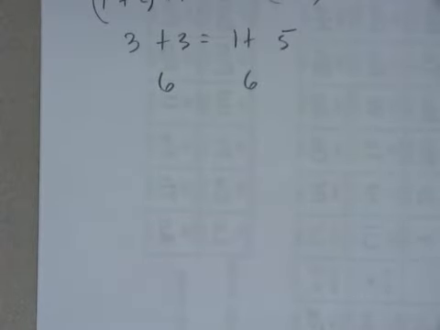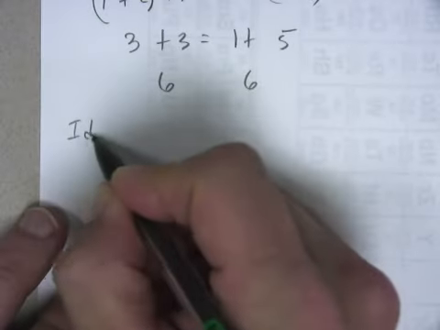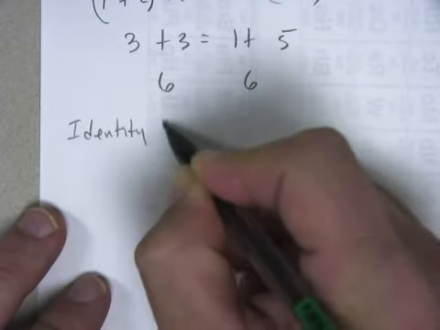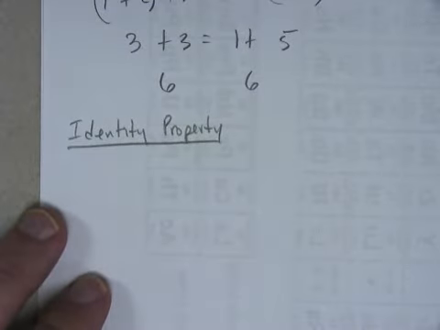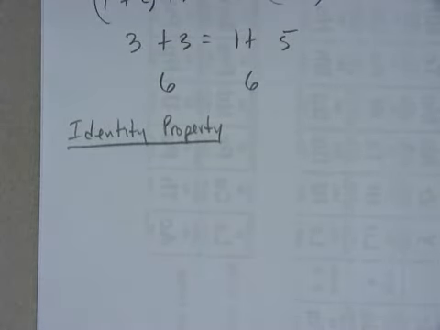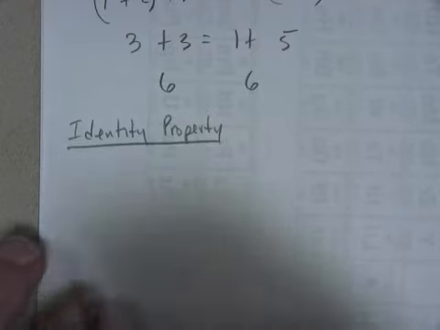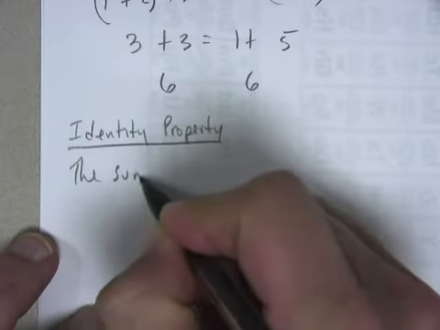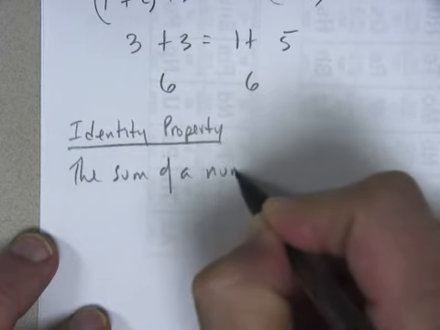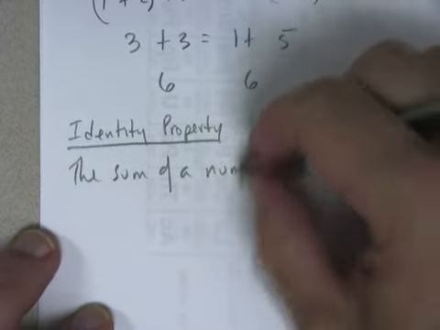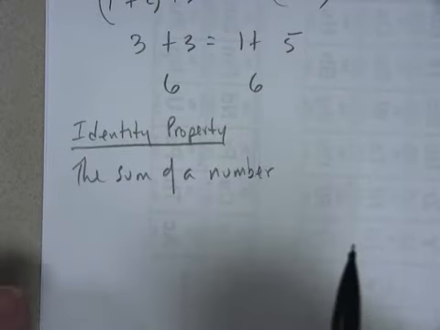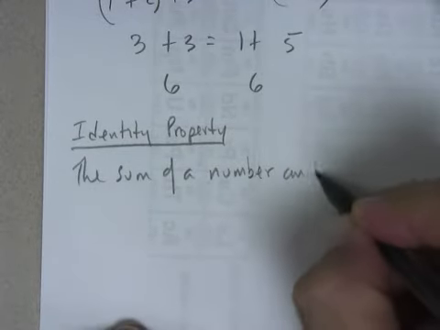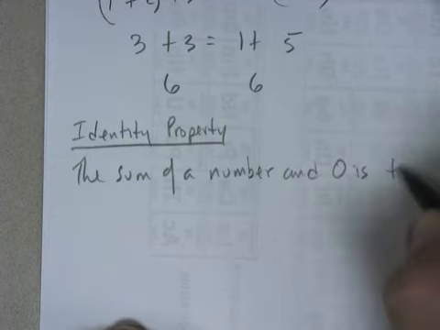All right, we've got two more properties. Here's the next property. It's called the identity property. The identity property goes like this: the sum of a number and 0 is the number. See if I can write that so you can read it. So the sum of a number and 0 is the number.